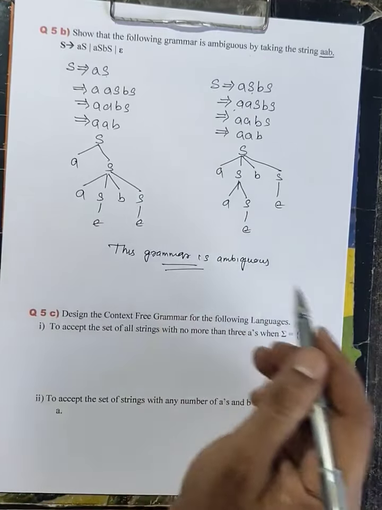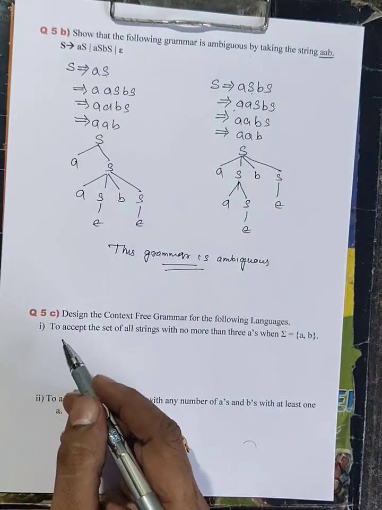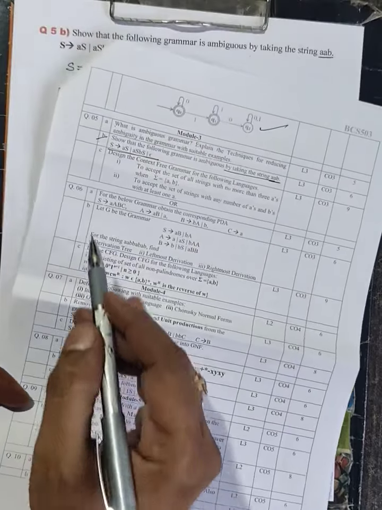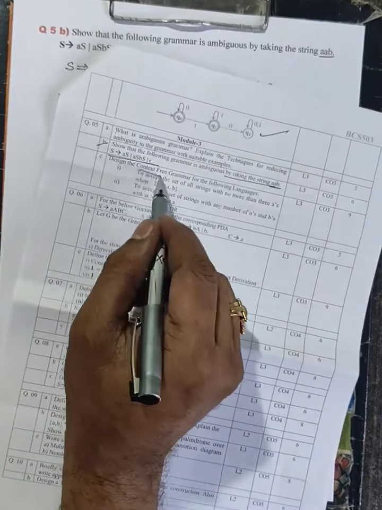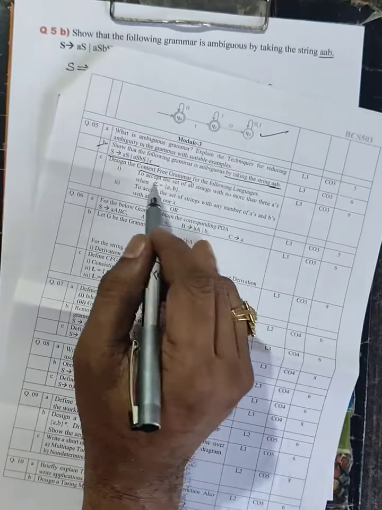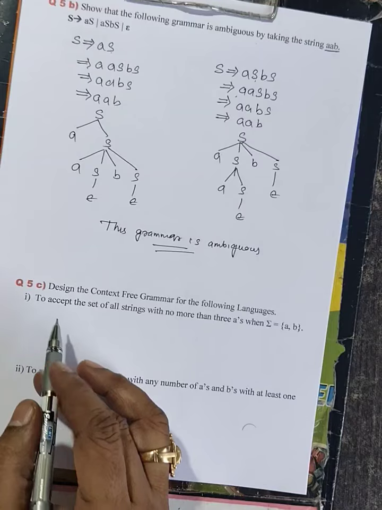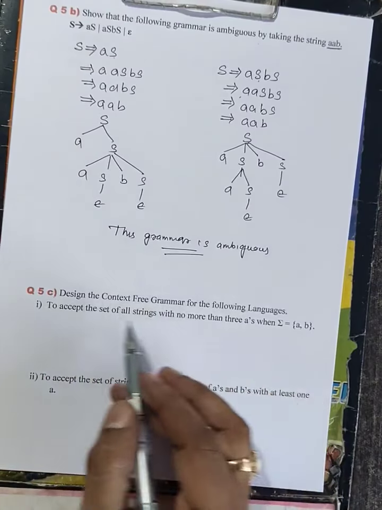This given grammar is ambiguous. Next, question number 5C. Design a context-free grammar for the language. Two languages are given. Design a CFG for the language.